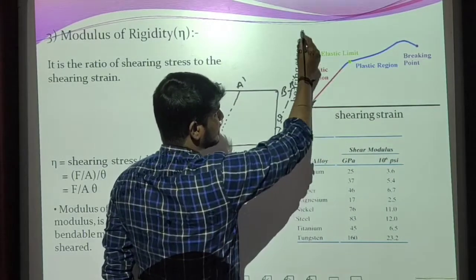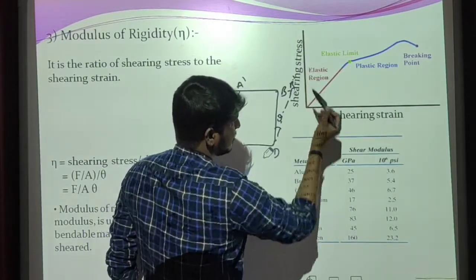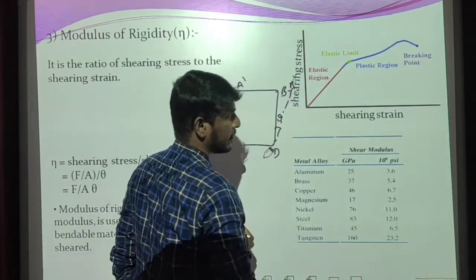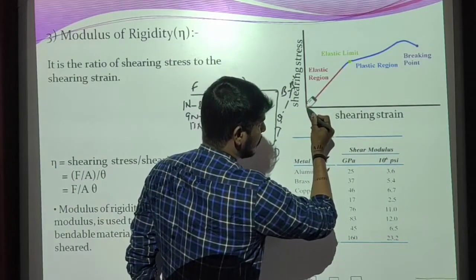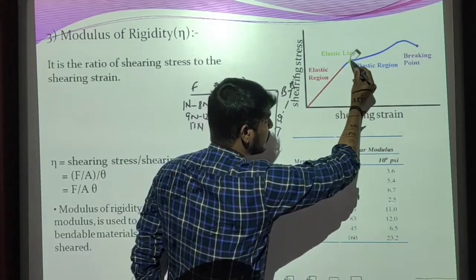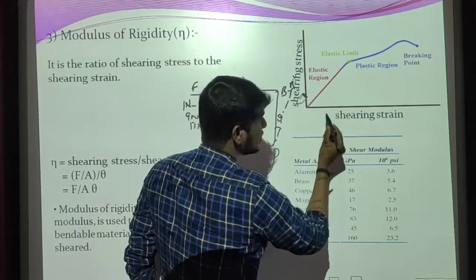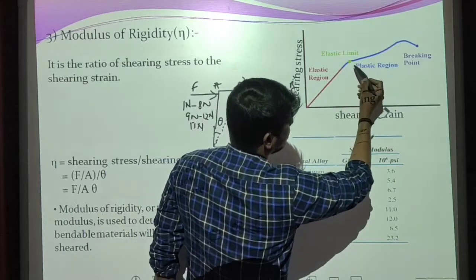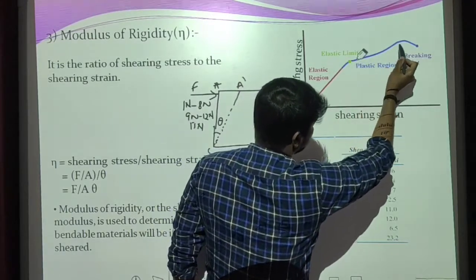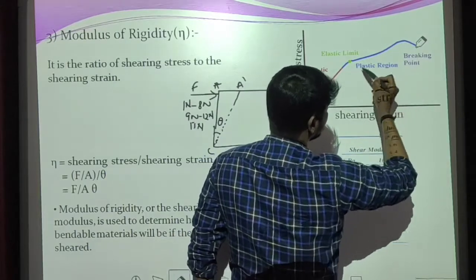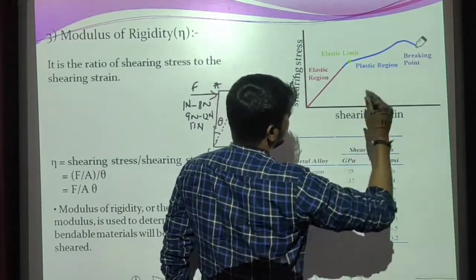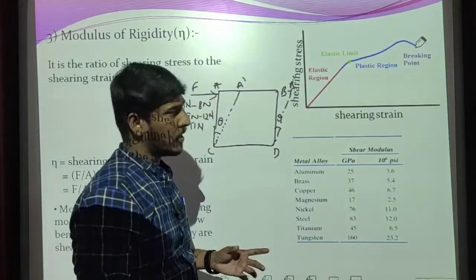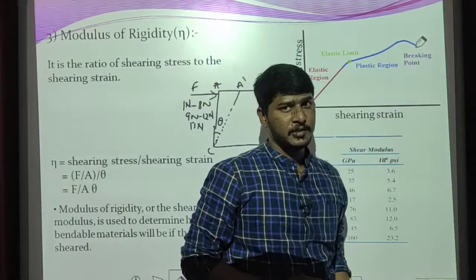Along the y-axis we have taken shearing stress values, and along the x-axis we have taken shearing strain values. Here you can see that from 0 up to a certain point, that is up to the elastic limit, shearing stress is directly proportional to the shearing strain, and above the elastic limit, shearing stress is not proportional to the shearing strain. It is due to the property of plasticity. Then after the plastic region, the object will break into two parts. That is the breaking point.